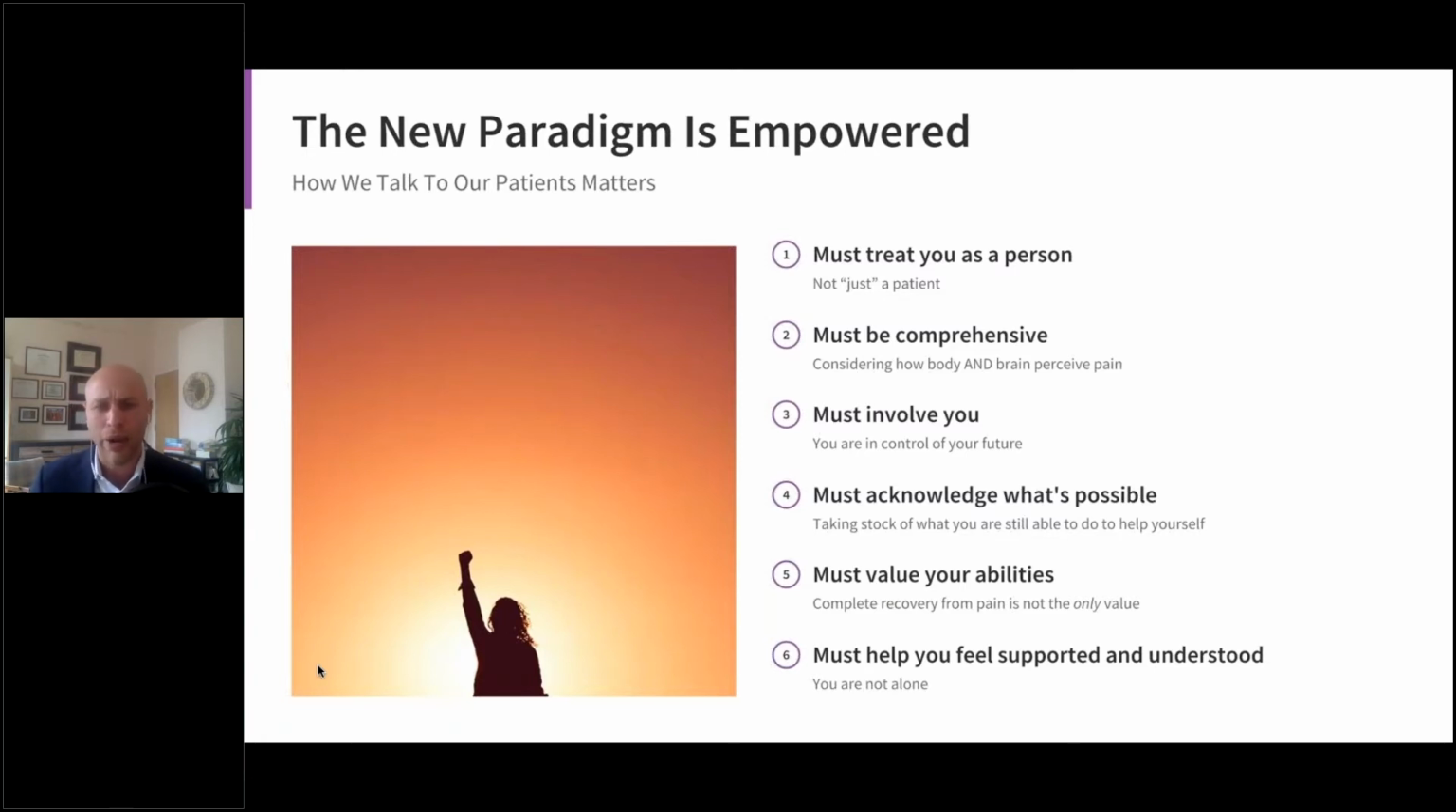And finally, the new paradigm doesn't allow people to feel like they're alone in their pain. One of the biggest challenges, specifically with chronic pain, and we're going to speak a lot about this in a moment, is that people often feel like no one else understands them. They don't feel heard. Even though their family wants to help them, they can't fully understand what they're dealing with.